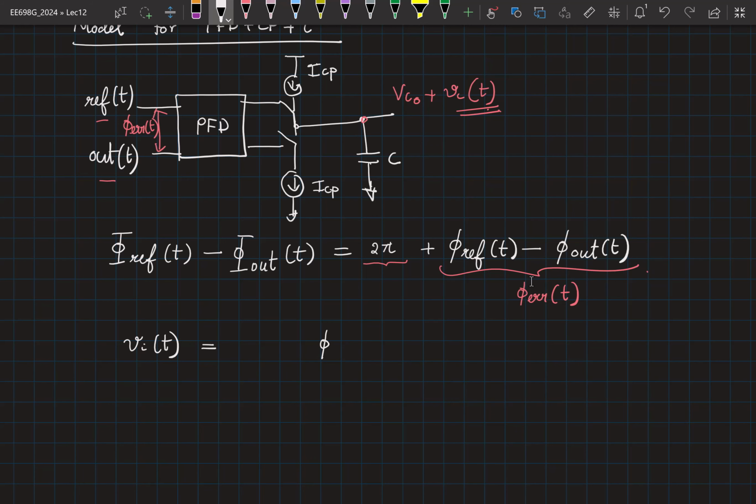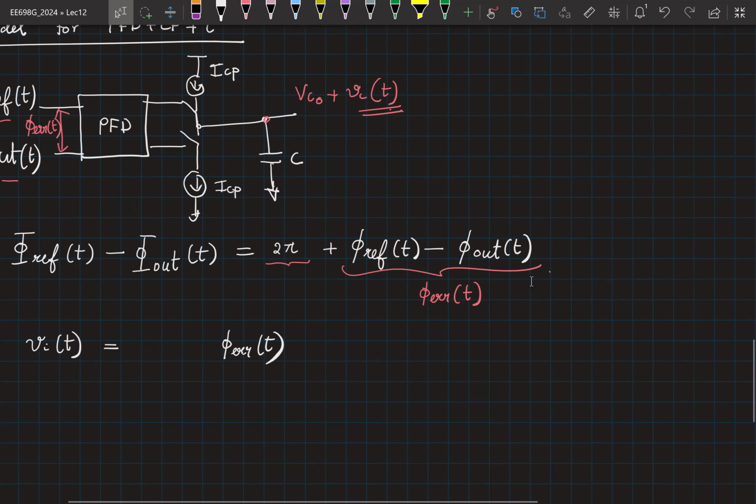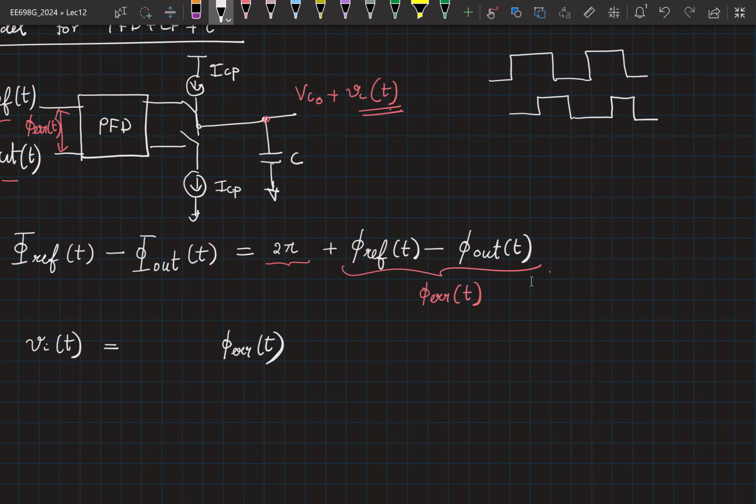So you have phi error. Why is it not responding to 2 pi? If this is your signal, and this is the output, let me call this signal edge 1, 2, 3. What is the phase difference that the PFD is measuring?